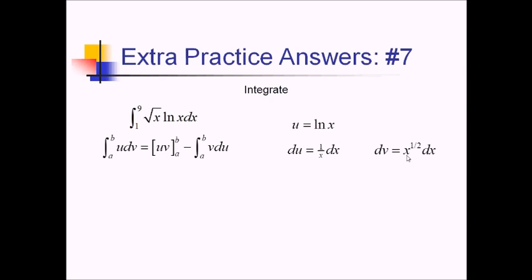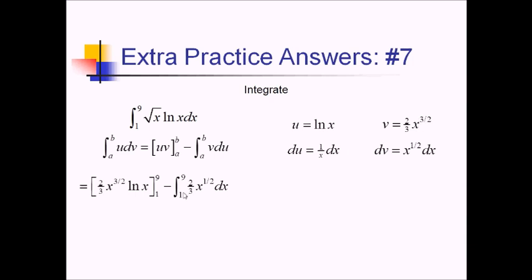And now for v, the antiderivative of this, the exponent bumps up to 3/2, and that means I'm multiplying by 2/3. So 2/3 x to the 3/2. Now following the formula to plug things in, we've got 2/3 x to the 3/2 times ln of x, evaluated from 1 to 9. And over here, I'm subtracting the integral from 1 to 9 of, let's see, this x cancels with some of this, so 2/3 x to the 1/2, because you're essentially dividing by x to the 2/2.